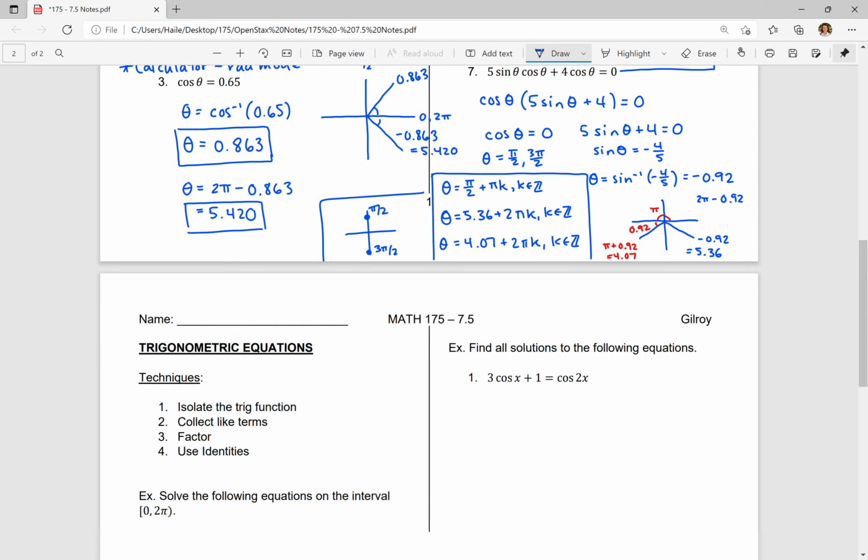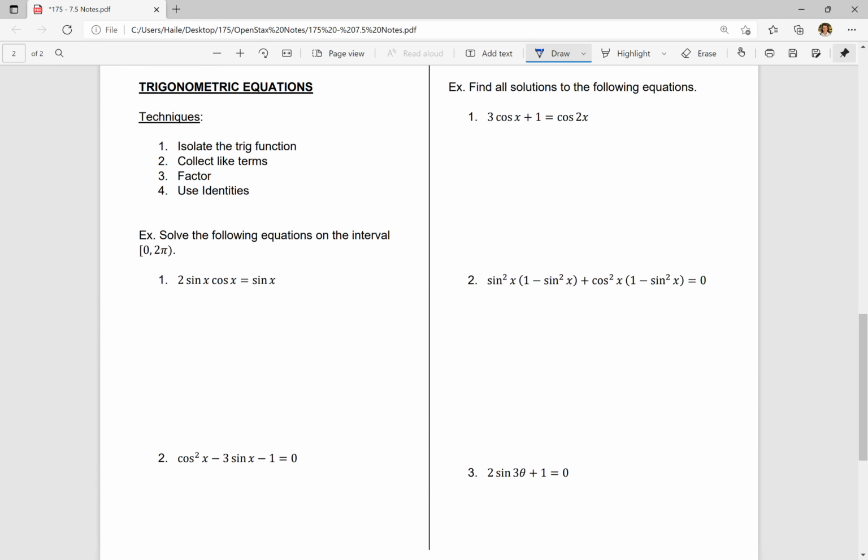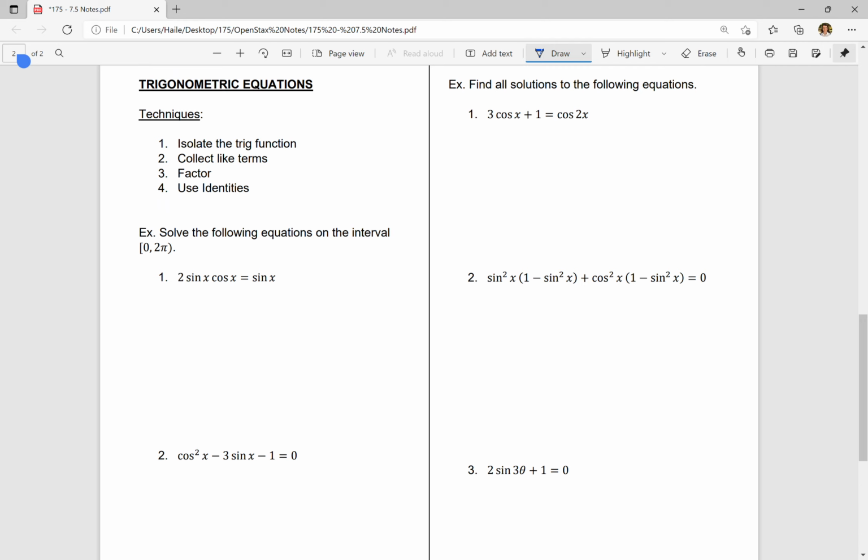Alrighty, let's move on to some slightly more difficult equations. So at the top here, I've just written some handy ideas for if you get stuck on solving equations. So these are some good things to try and see where you can get with them. So we always want to get a trig function by itself. Maybe adding some like terms will make it a little bit simpler for you. We already did a couple of examples where we factored, so that comes in handy a lot. And then sometimes you may have to substitute in some identities. So let's see some examples.